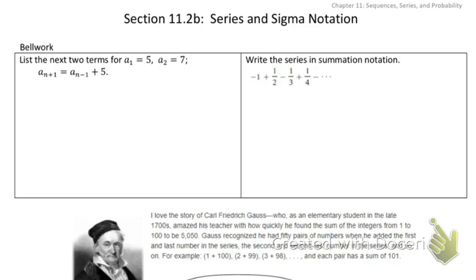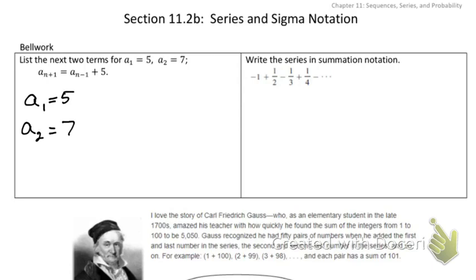So our first question in the bell work is list the next two terms for a sub 1 equals 5, a sub 2 equals 7, and then we have this little formula that says a sub n plus 1 equals a sub n minus 1 plus 5. Well, let's go ahead and list our first two terms. That would be a sub 1 equals 5. We would have a sub 2 equals 7. Nailed it. We're part of the way there.